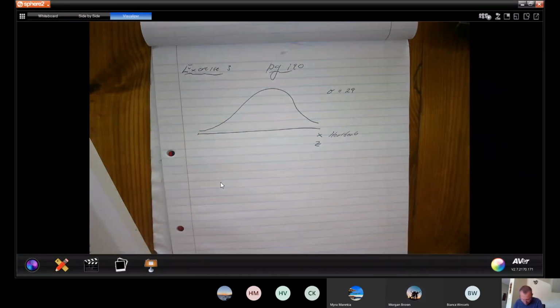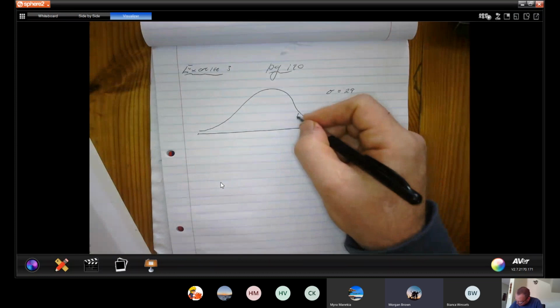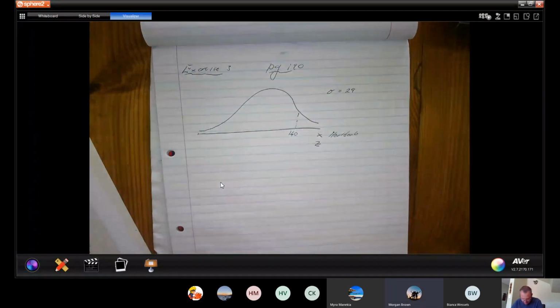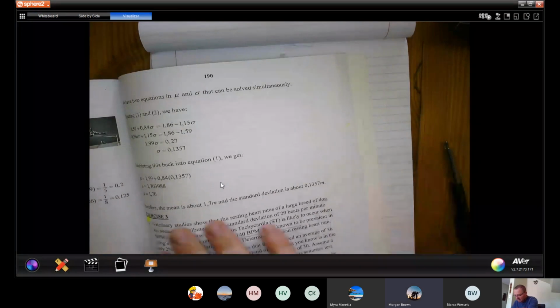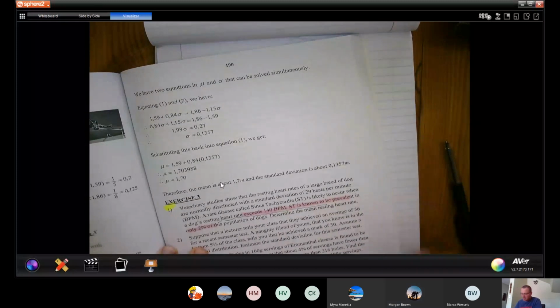They also tell us the dog's resting heart rate is likely to, shame, these dogs have got a hectic rate, exceed 140 beats per minute. The area to the right of that is the excess heart rate. So if it's bigger than 140 beats per minute, then that affects only 2% of this type of dog.